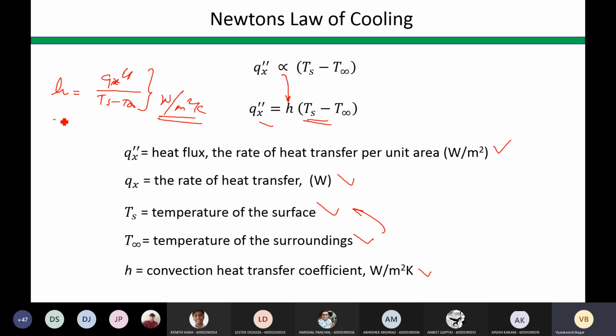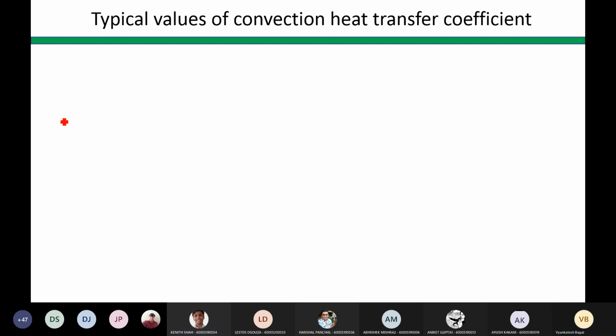Now, can I go to the next slide? Yes, sir. Further, I will put a table here to make you understand the typical range of the heat transfer coefficient which you may come across.